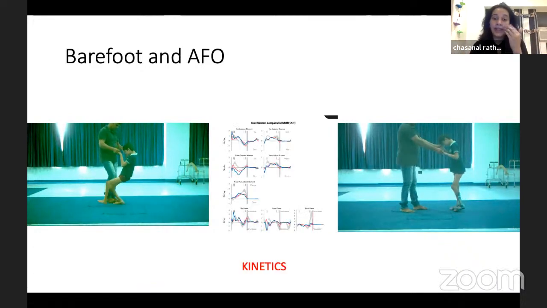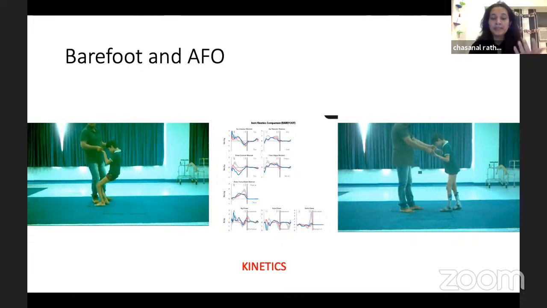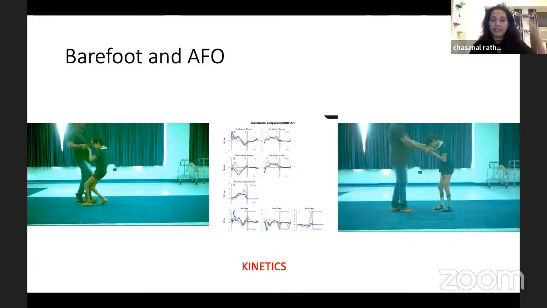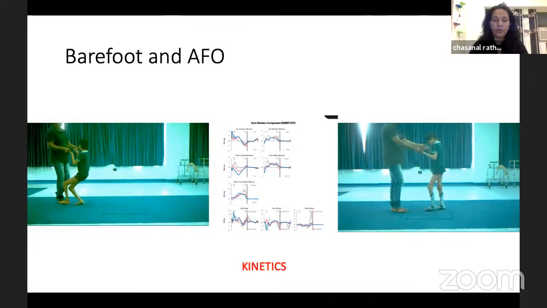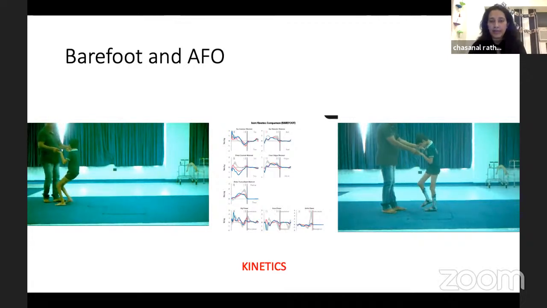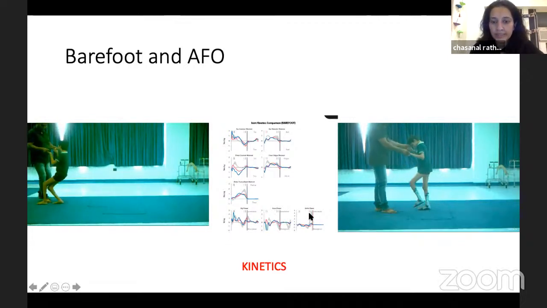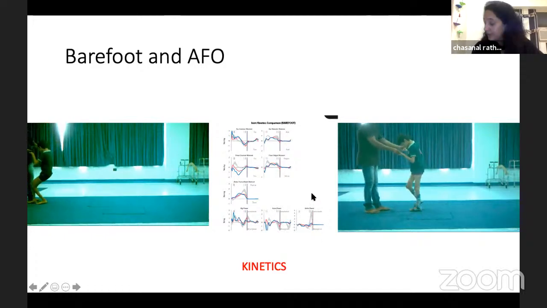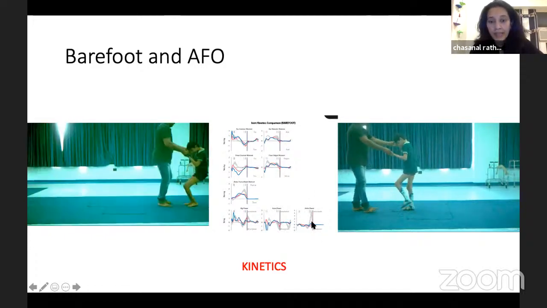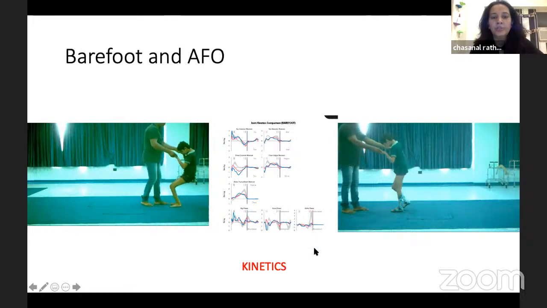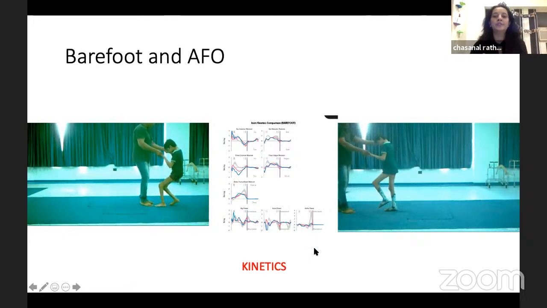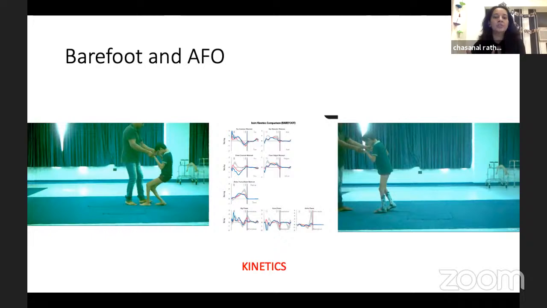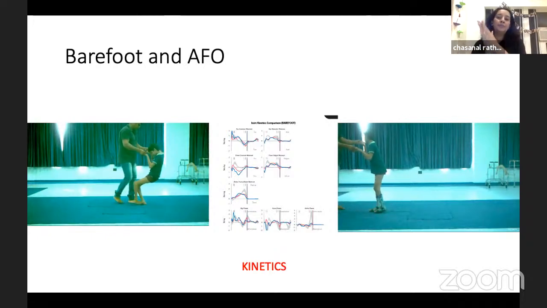So here is the second part of the report, that is the kinetics, not the kinematics. All the graphs we saw before were about the kinematics, and here what comes into play is kinetics, which helps us to identify the ankle power. And if the ankle power is significantly reduced, then we should always think first of giving an ankle foot orthosis to a child, which would help him to get upright.